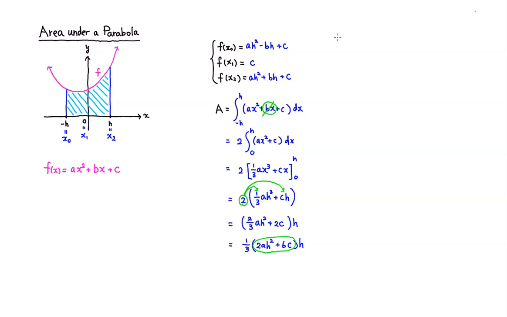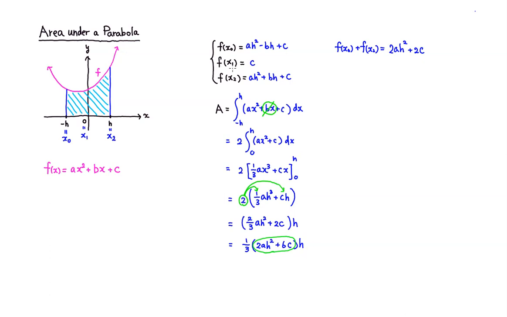So if you add f of x0 and f of x2, you see that you have two of these guys: 2ah squared. Then the negative bh and the positive bh cancel out because they have the same magnitude with different sign. And you have 2c. So we're almost there. We got the first term, and we have 2c instead of 6c. So we need 4 more c's here.